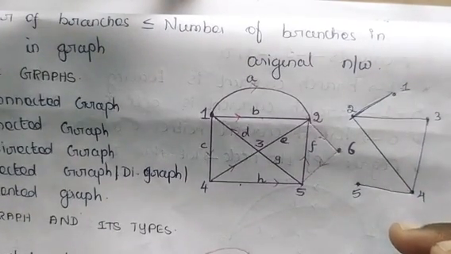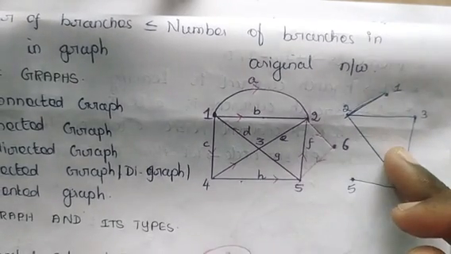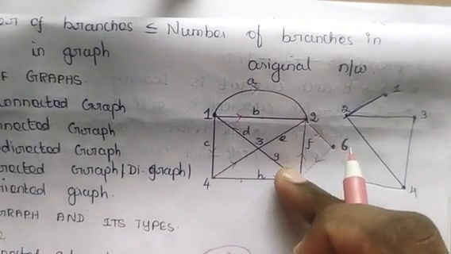And if I have mentioned the direction of the current flow in each and every branch by arrow, then it is known as directed graph. Otherwise, it is called an undirected graph. So this is an example for undirected graph, and this one is the example for directed graph.